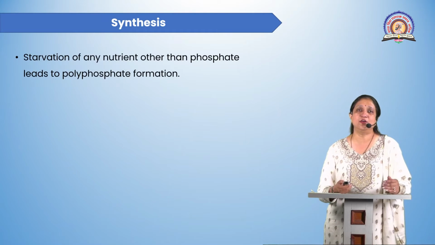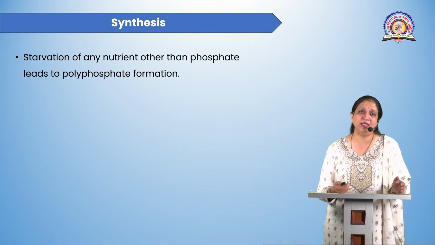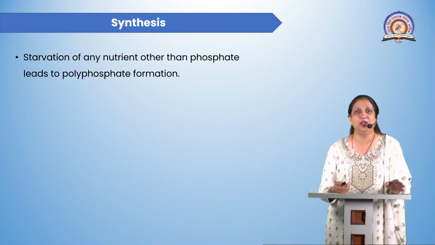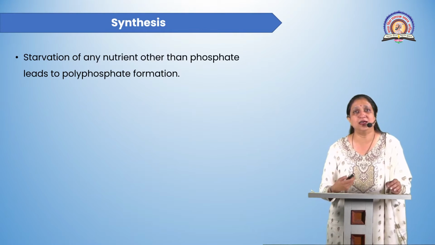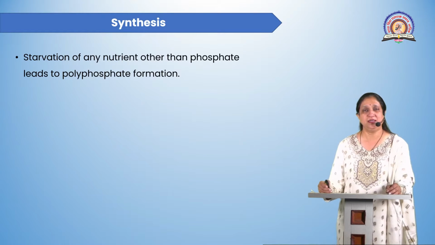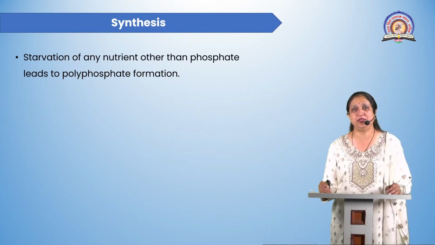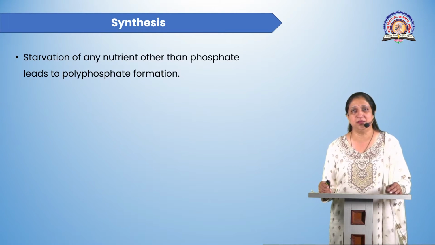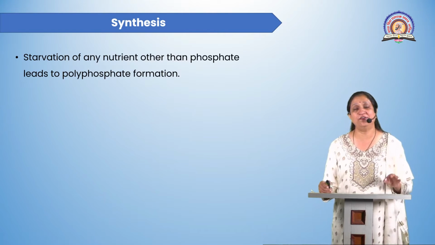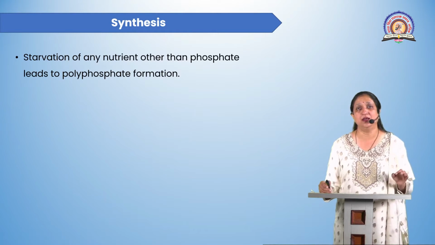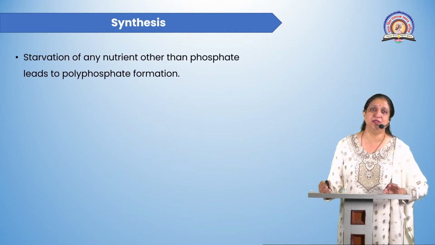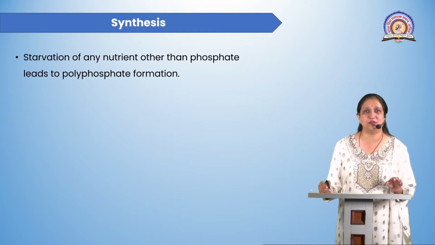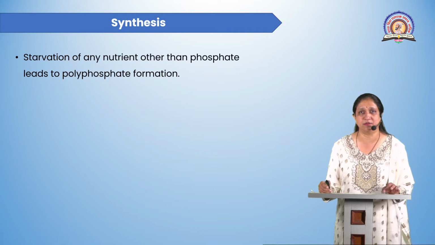The synthesis of the granules starts when there is a deficiency of any particular nutrient in the medium other than phosphate. Because the granules are made up of polyphosphate, it is necessary that phosphate should be present in abundance in the medium. But if there is a lack of any nutrient, including carbon, nitrogen, or sulfur in the medium, then it leads to the synthesis of the metachromatic granules.